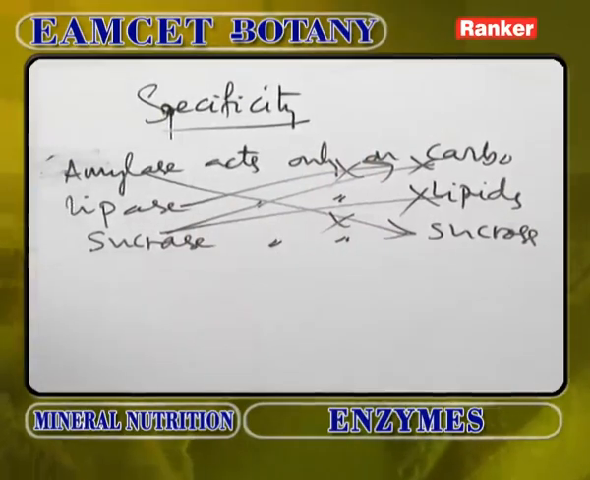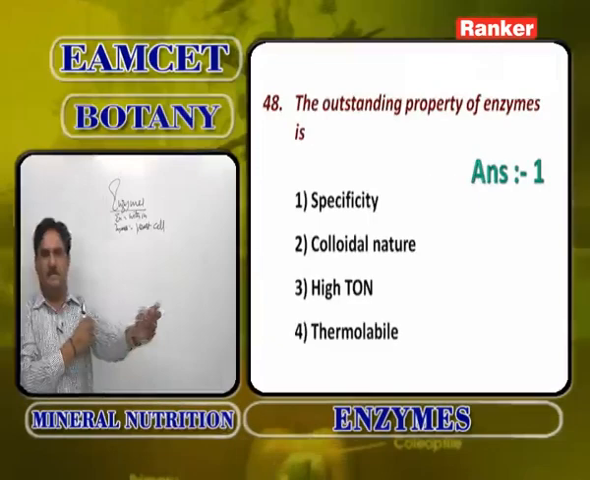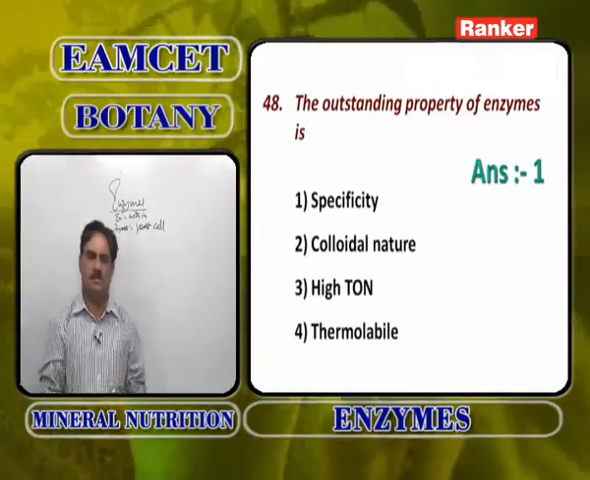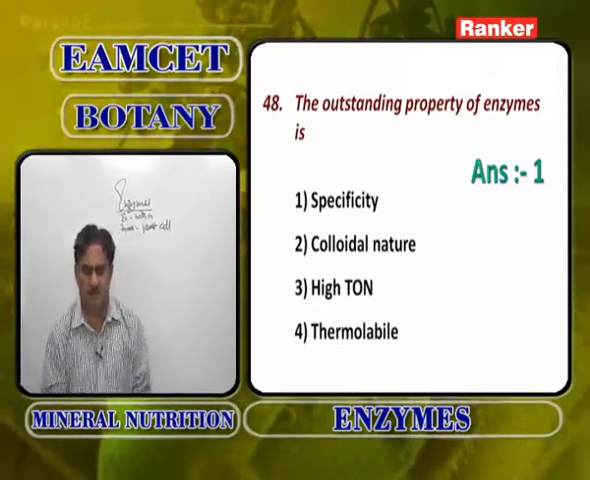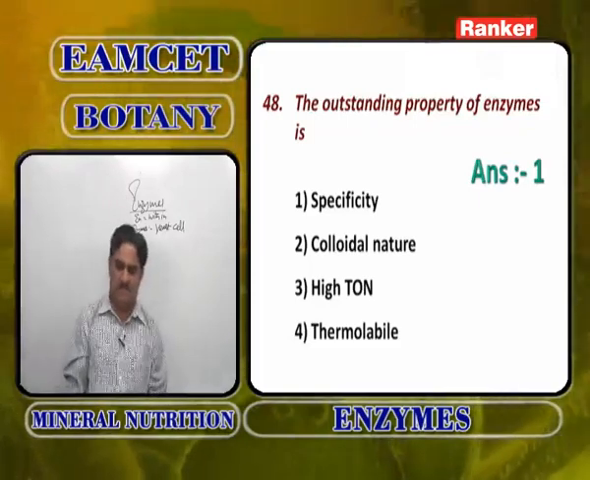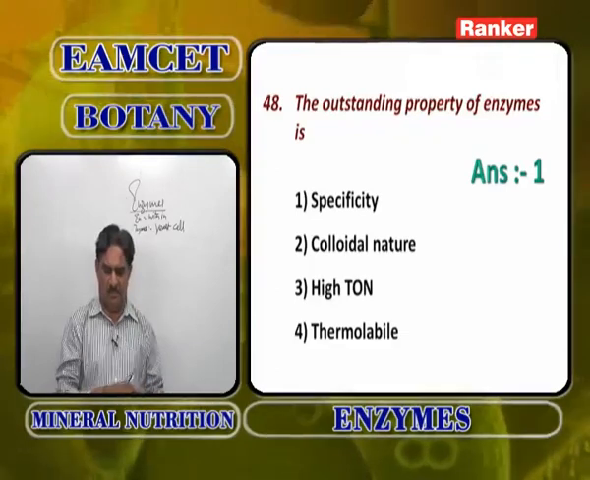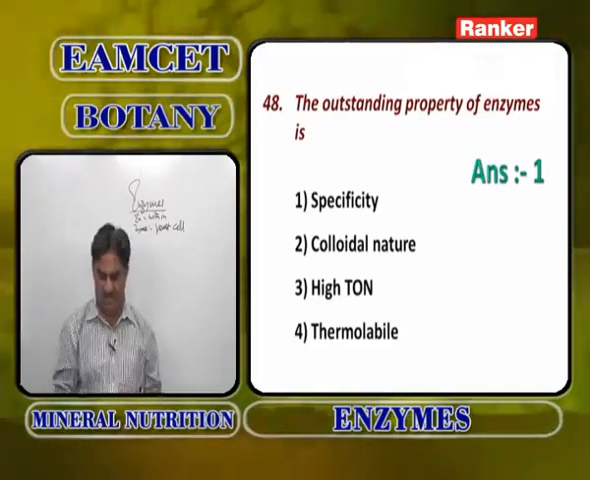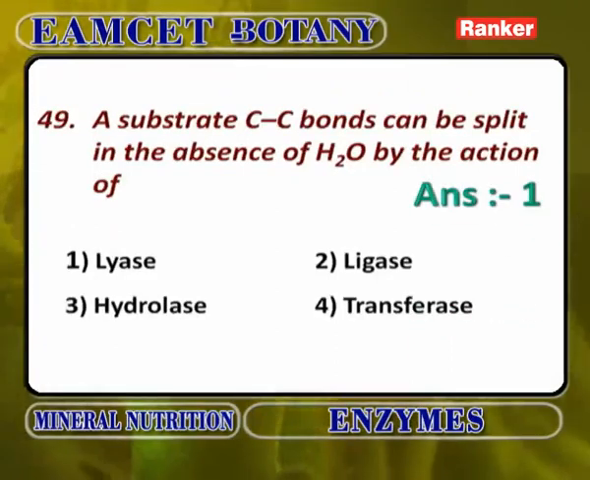That means an enzyme, once it is formed, its function is designed. That means an enzyme has to show only one prominent function. It has to show activity only at that place. It is not showing its activity anywhere else. So, the outstanding property of any enzyme is its specificity, not colloidal nature, not high turnover number, and not thermolability. Its specificity is the outstanding property of almost all enzymes.